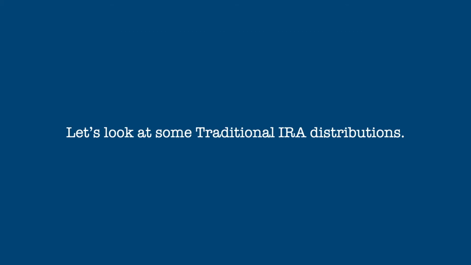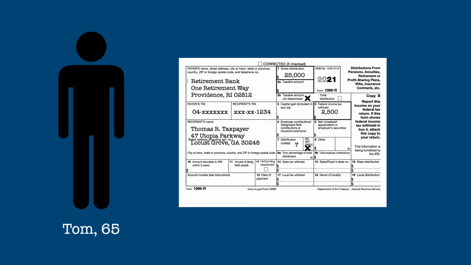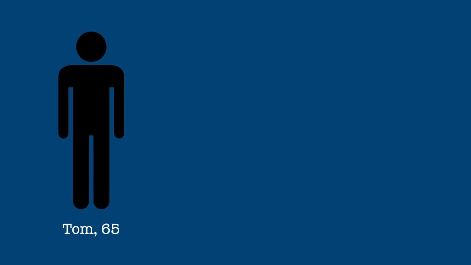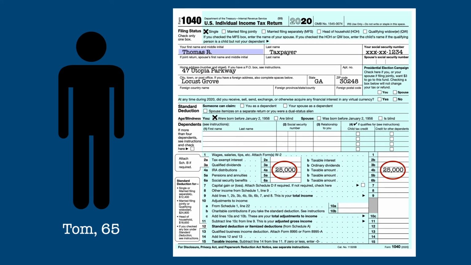Let's take a look at several people who have received different types of IRA distributions. I'll show you how the distribution is reported on the tax return, and I'll also show you how the taxable amount and any penalty taxes are calculated. To start off, let's meet Tom. Tom withdrew $25,000 from his IRA. Tom is age 65 and has never made any non-deductible contributions to his IRA. Notice that the distribution code on his 1099-R is 7, which indicates a normal distribution. In this case, the entire amount of the distribution is taxable and reported directly on line 4B of Form 1040.